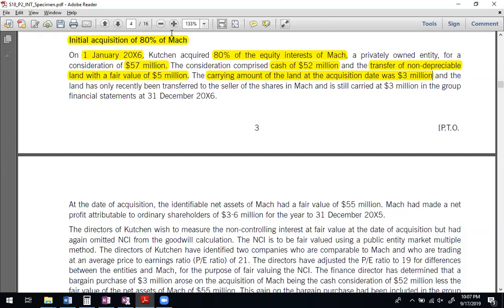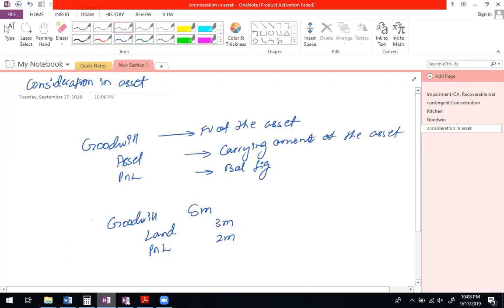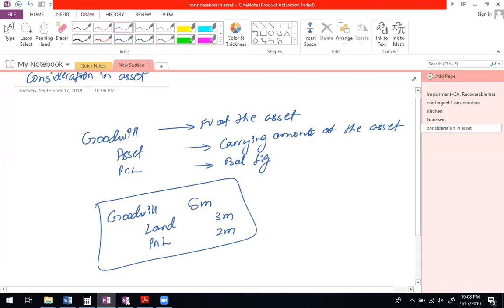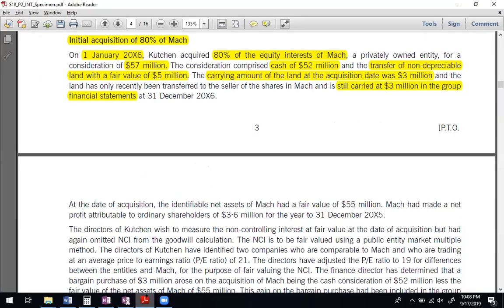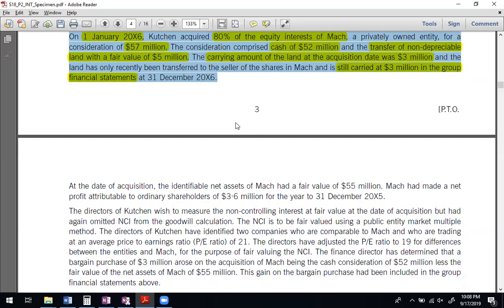But what has the question done? It says, and the land has only recently been transferred to the seller of shares in Match and is still carried at $3 million in the group financial statements. This means that the question has not made this entry. This entry is actually unrecorded, so we are going to record this entry. So far our objective was to record the exchange of the asset as a consideration.